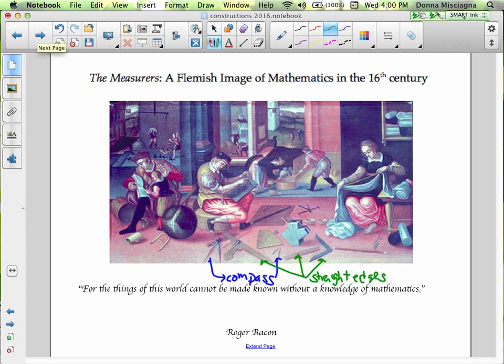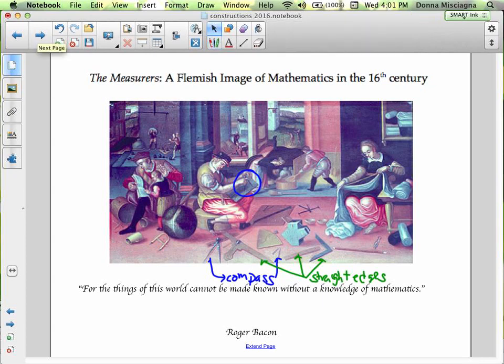Let's see if we see any others. Oh, look at that. Here's another one. So here's a compass right here in his hand. So those are some of the compasses and straight edges I see in this picture. And these would be Flemish mathematicians at work.